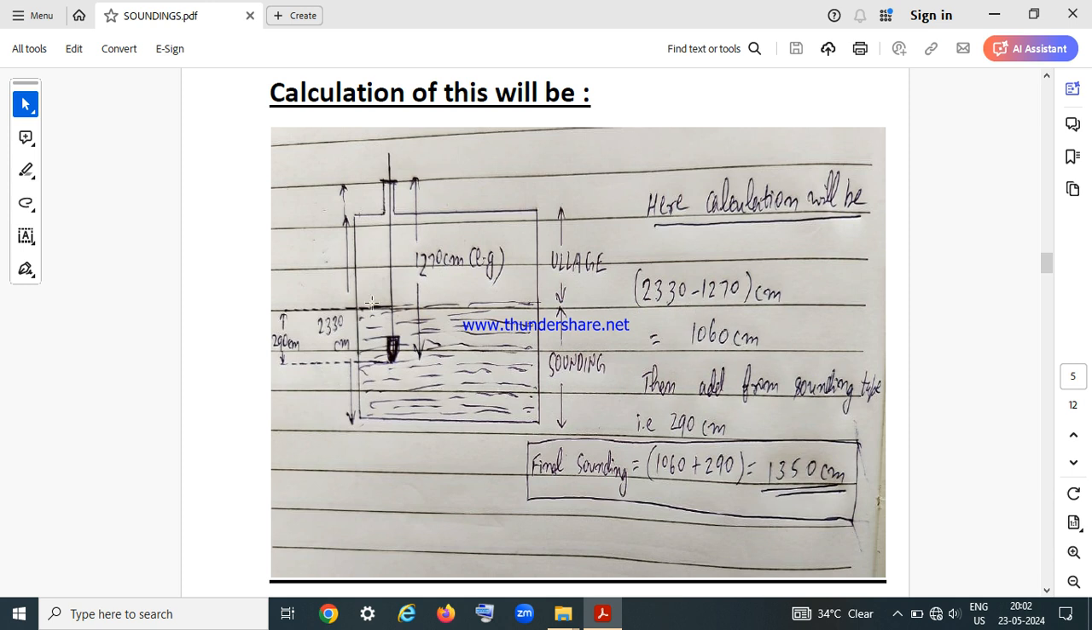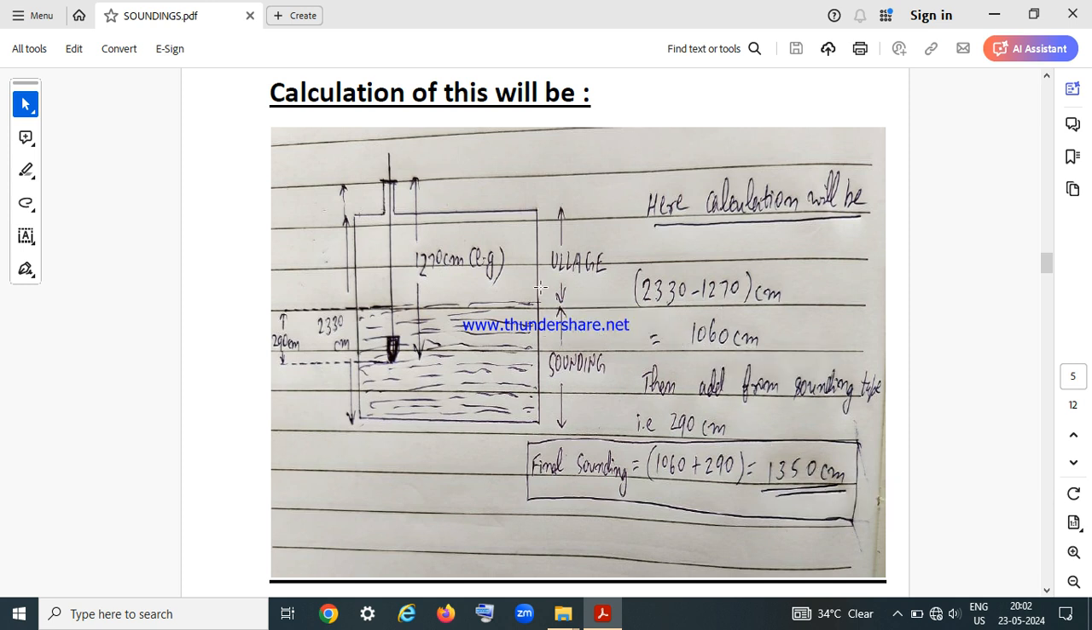So here 1060 came from 2330, the full depth of the tank, minus how much we put the sounding tape. This value became 1060 plus 290 centimeter, which level was showing on the sounding tape. So this is your final sounding. So note this one, keep in mind always.